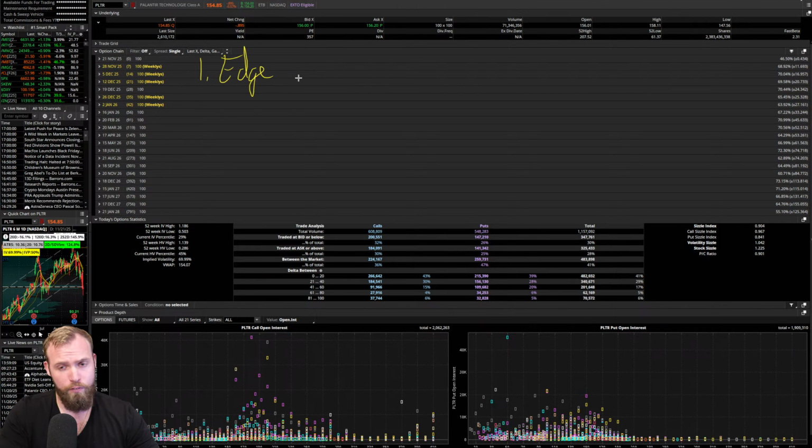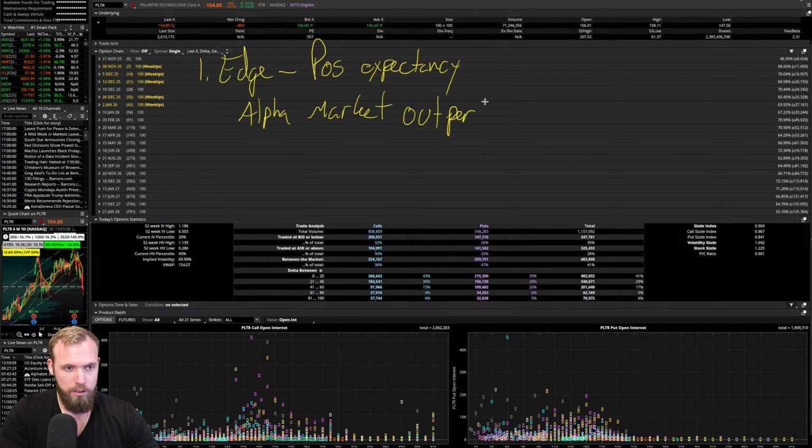There's a lot of different versions of this. In effect, it's your ability to generate positive expectancy. That's what edge is. Now, there's also alpha, which is different. Alpha is effective market outperformance. So you can have edge, but not necessarily outperform the market. And for some people, that's literally not even their goal. Some people just want to generate income or reduce volatility or whatever. You can still do that with edge.